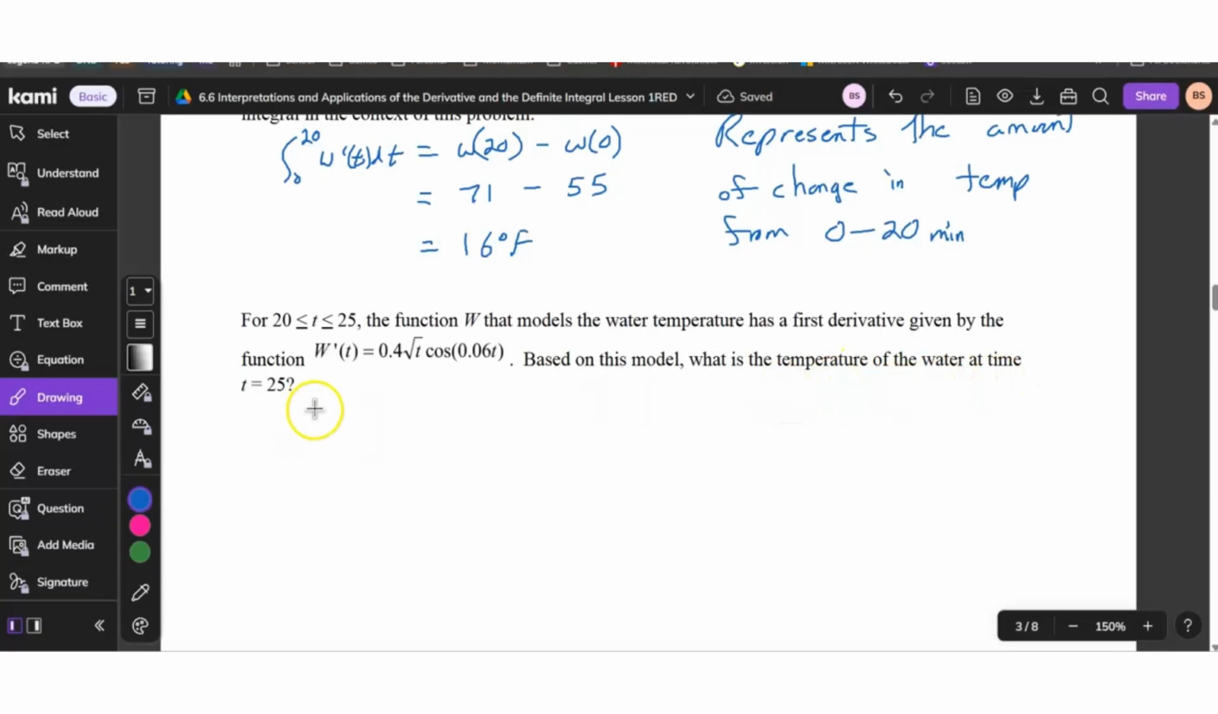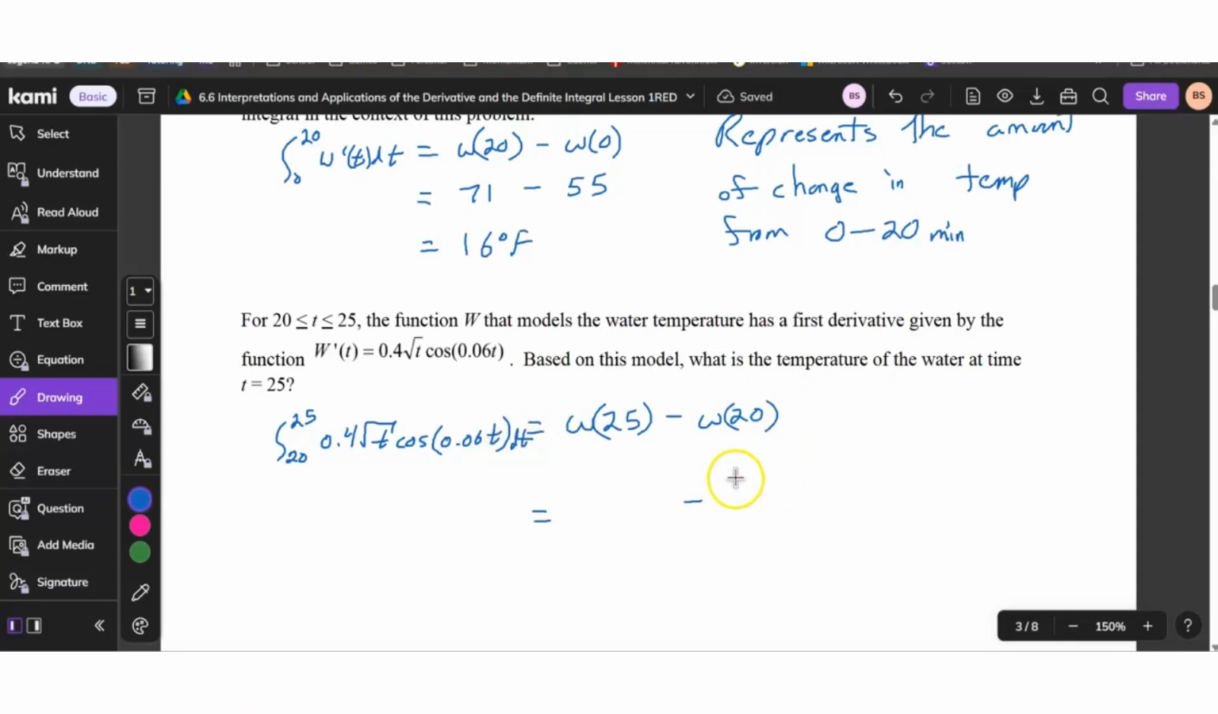What is the temperature of the water at time t equals 25? Well, remember that if we integrate from 20 to 25 of this function, which we can write out, 0.4 square root t cosine of 0.06 t dt, it is going to be equal to W of 25 minus W of 20. And we already have the W of 20. Sorry, you're right, I should have put dt.